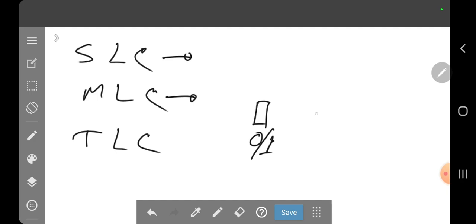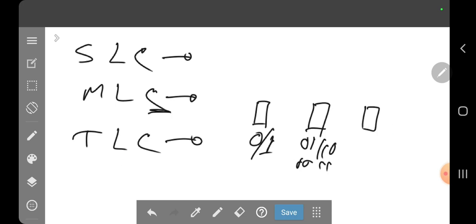Multi-level cell is basically a multi-level transistor, which means that one transistor can hold two values, 0 1 or 1 0, something like that, or 0 0 or 1 1. And now you can easily guess what a triple level cell means. Triple level cell means that you will be able to store three values in one transistor or one cell.